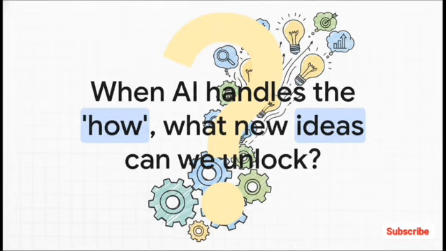For so long, marketers have been trapped by the how. How do we get this done? How do we get it approved? How do we publish it? But when AI can take care of so much of that how, it frees us up to focus on the what and the why. So what new, amazing, groundbreaking ideas can we unlock then? It's a pretty exciting future to think about.